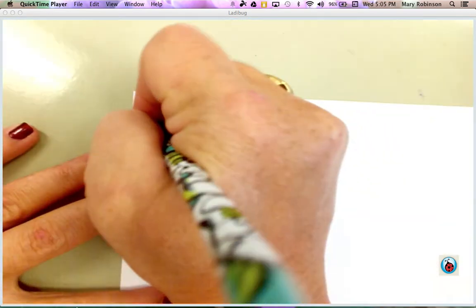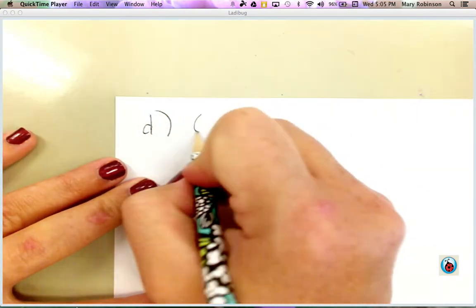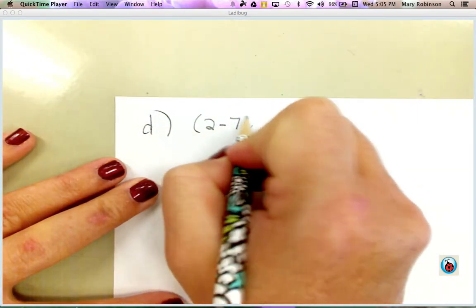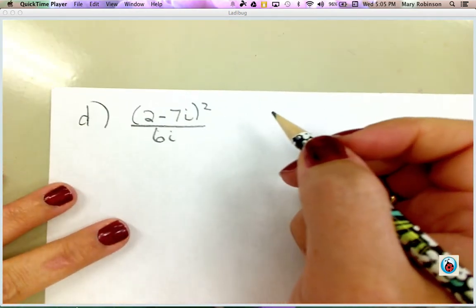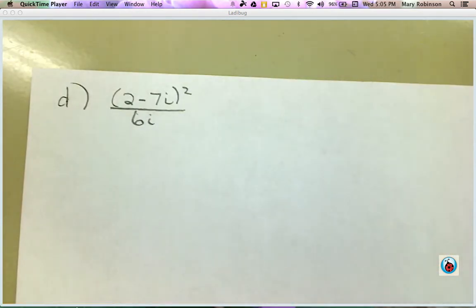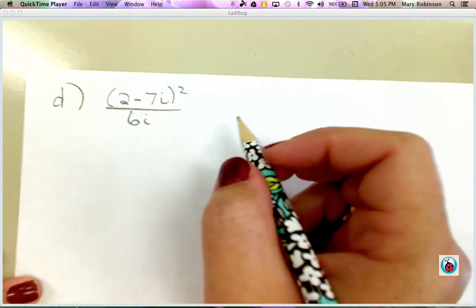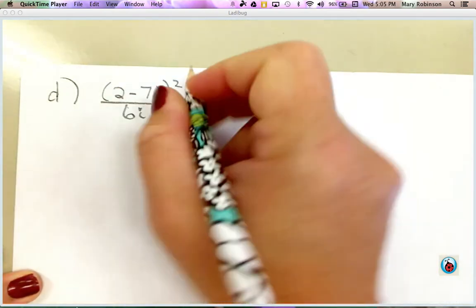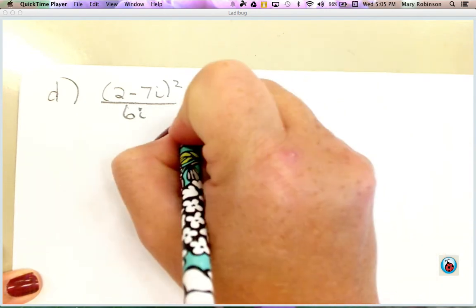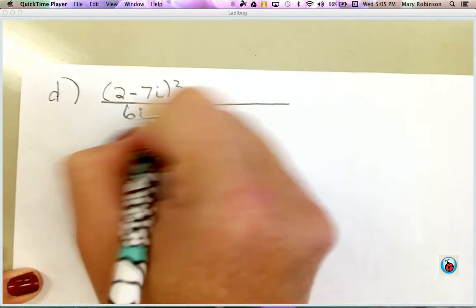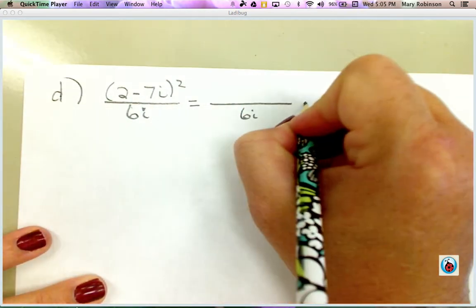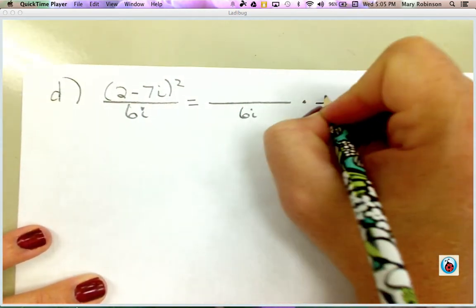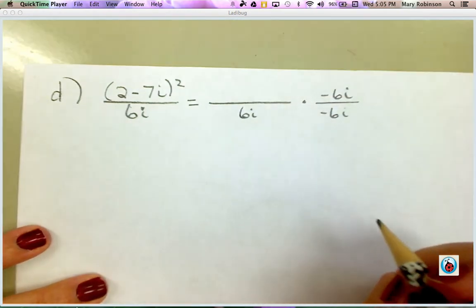All right, moving on, I'm going to do 5D. We have the quantity 2 minus 7i squared all over 6i. The first thing you should recognize is that you have a quantity squared, but after that, you also need to recognize you're going to have to rationalize. So we're going to figure out what the 2 minus 7i squared equals, then rationalize by multiplying the bottom and top by negative 6i.